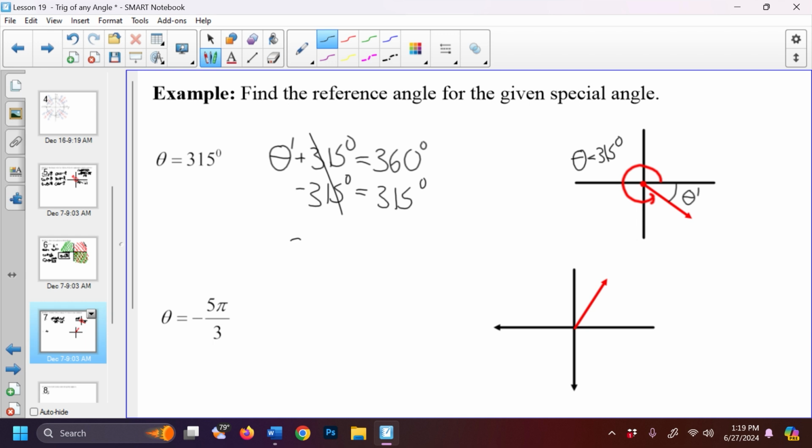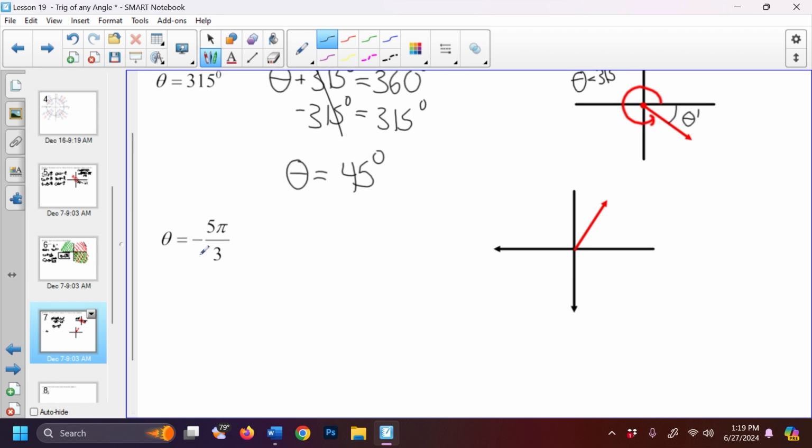Those will cancel, leaving me with a theta equal to 45 degrees. And that makes sense. 45 and 315 does equal 360. All right, the next one says negative 5 pi over 3.